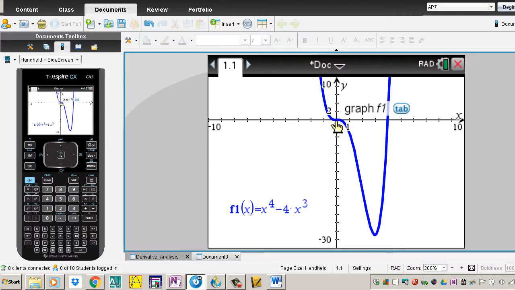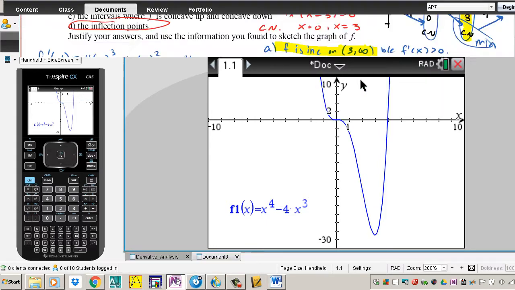it's concave down after 0, and then at some point here it changes concavity because it goes concave down, and then at some point here, I don't know where, it changes back to concave up, and it remains concave up forever.